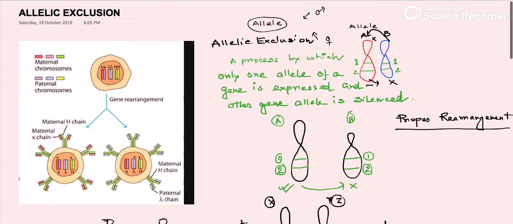Firstly, I want to discuss in this picture the paternal and maternal chromosomes, shown here: paternal and maternal chromosomes 1, 2 and 3. Out of these three, one is for the heavy chain and two are for the light chains. Any one of them will come from the father, either this part or this part, not two at a time. If the paternal chromosome is expressed, then the maternal one is absent. Similarly, if this part is not expressed, that means the paternal heavy chain has come here.